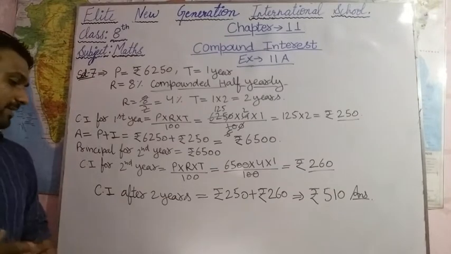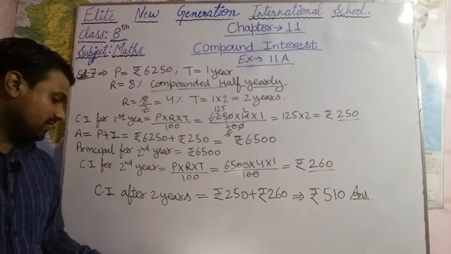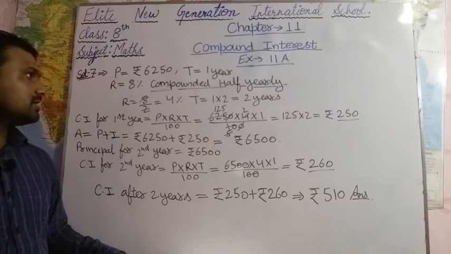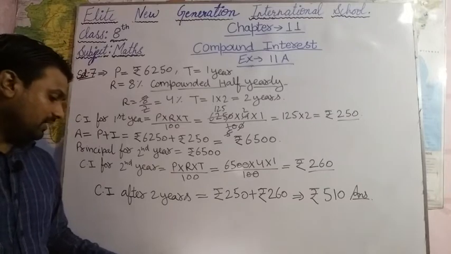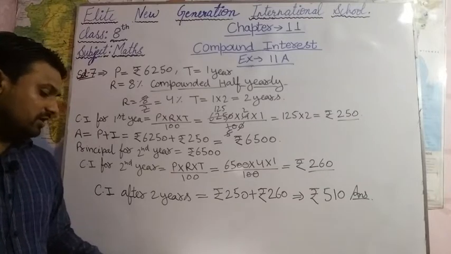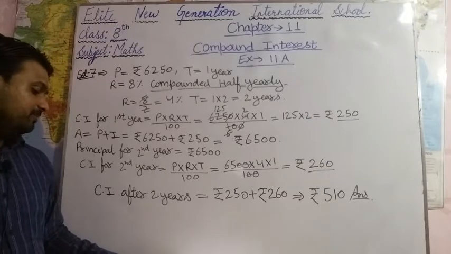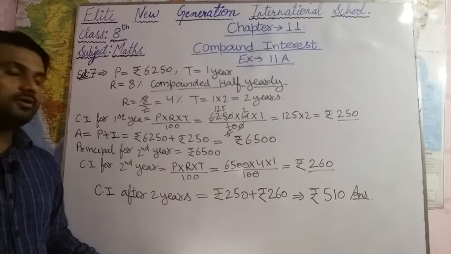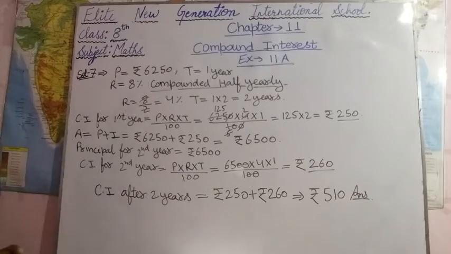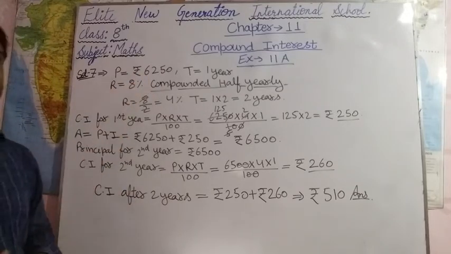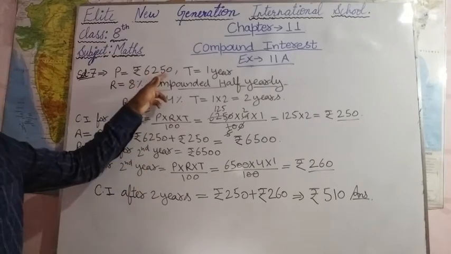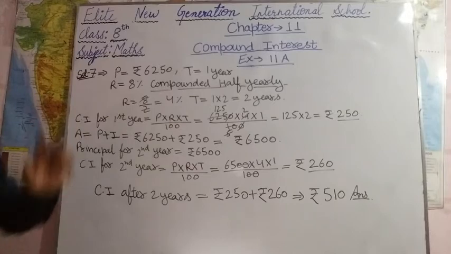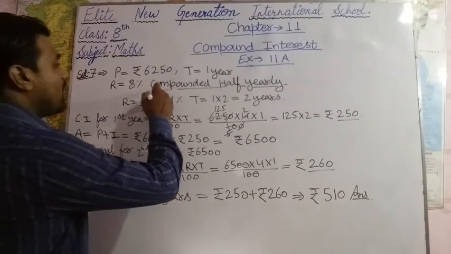So after this, see question number 7. In question number 7, Divakaran deposits a sum of rupees 6,250 in the Allahabad Bank for 1 year compounded half yearly at 8% per annum. Find the compound interest he gets. So in this question we have given principal equals to rupees 6,250, time we have 1 year, and rate we have 8% but compounded half yearly.